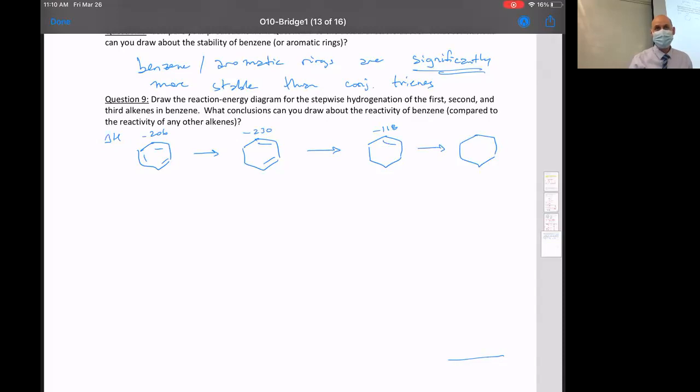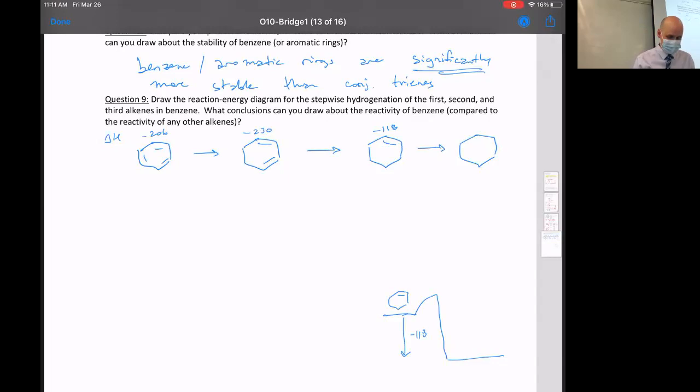We got the number. 118, right? Okay. So put that right there. So here is my cyclohexene, and this gap would be negative 118. Everybody cool with that? All right.